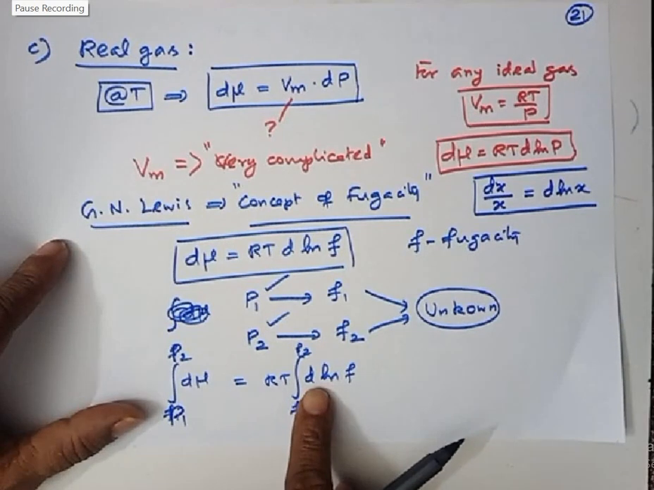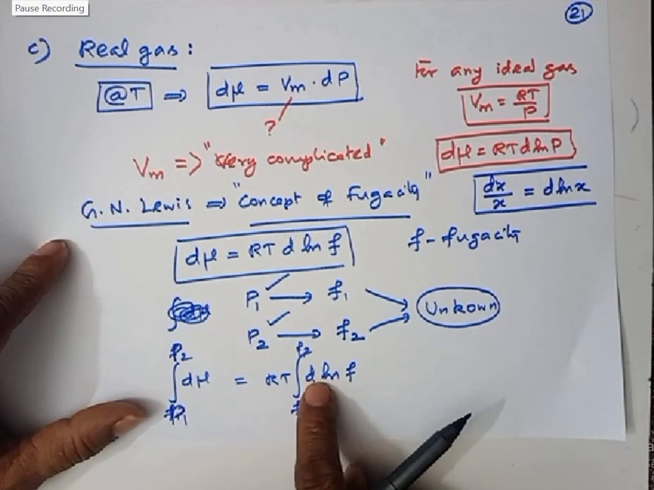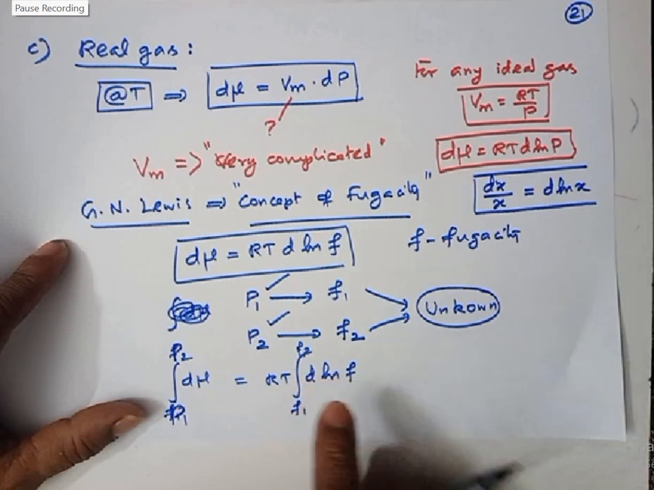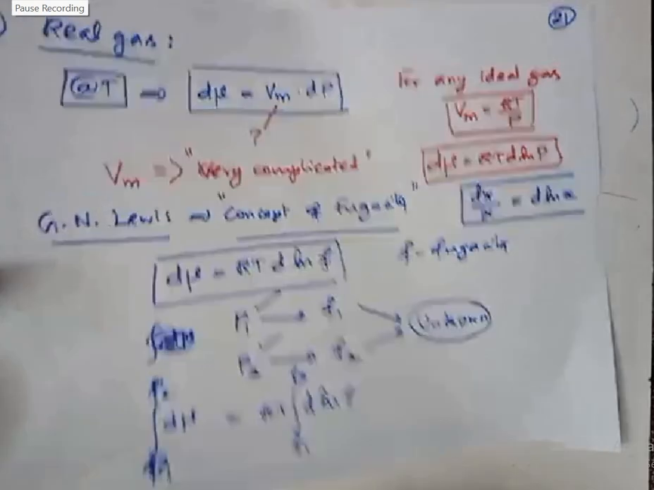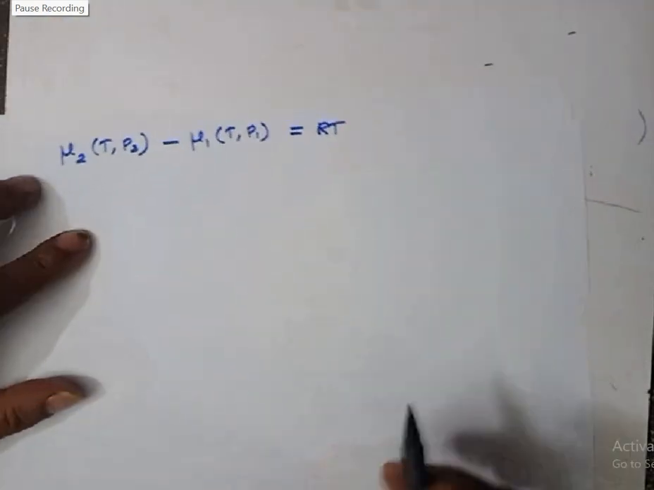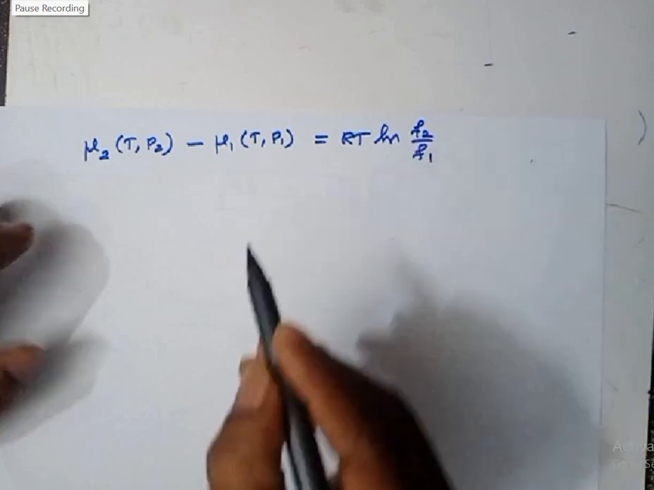Just check the right hand side. We have RT d ln F. If you integrate, integral dx is x, so integral d ln F is ln F, with upper limit F2 and lower limit F1. So we get RT times ln F2 by F1.